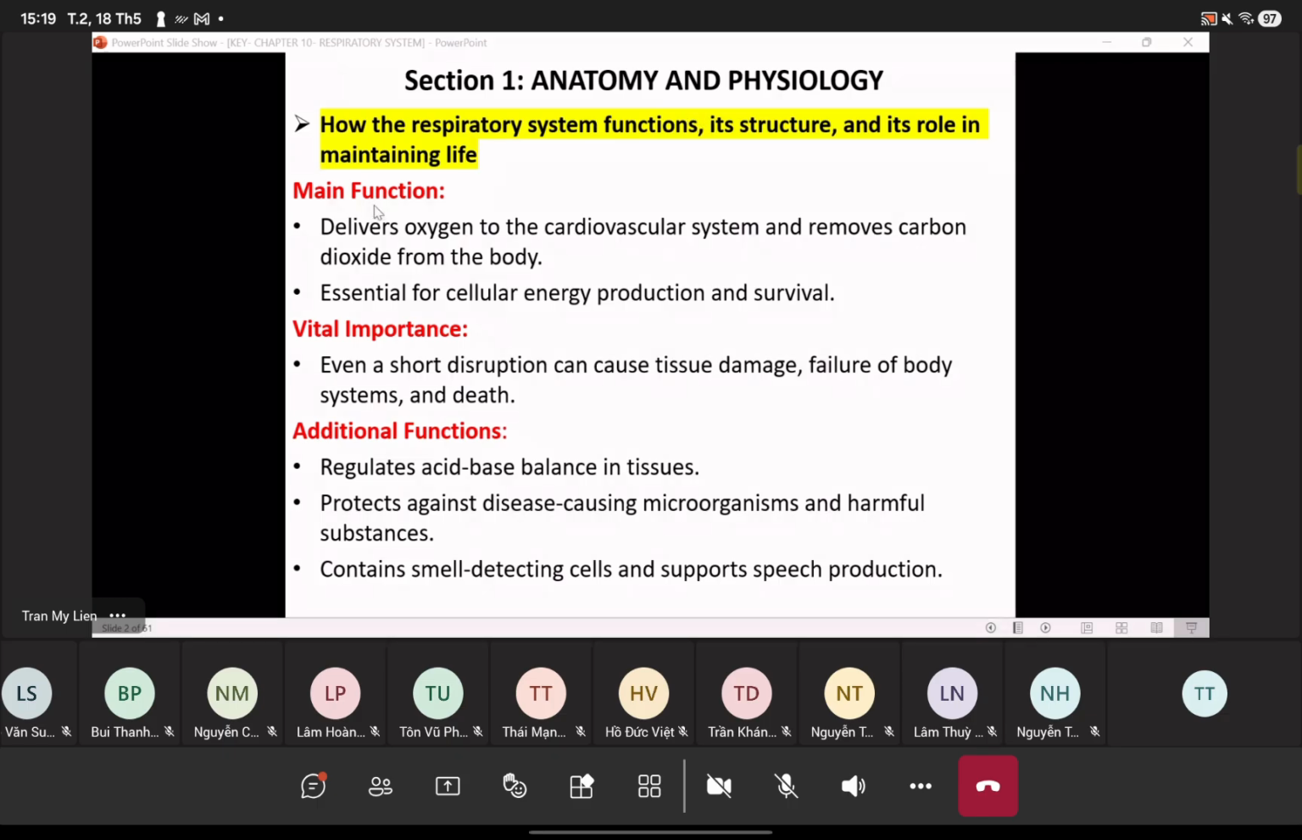The main function delivers oxygen to the cardiovascular system, removes carbon dioxide from the body, essential for cellular energy production and survival.